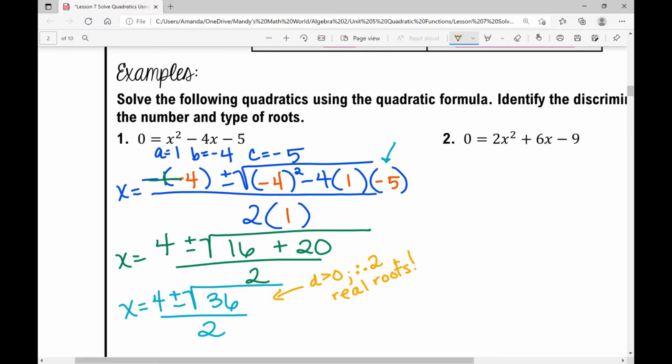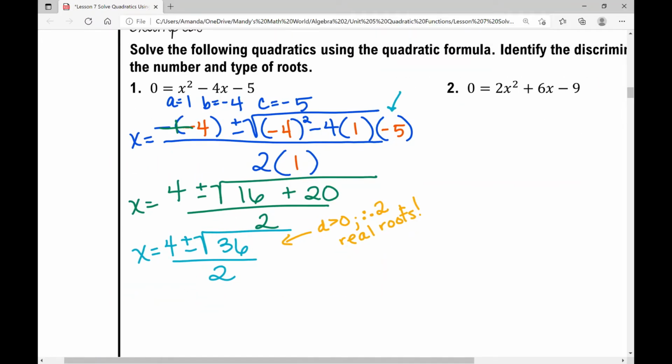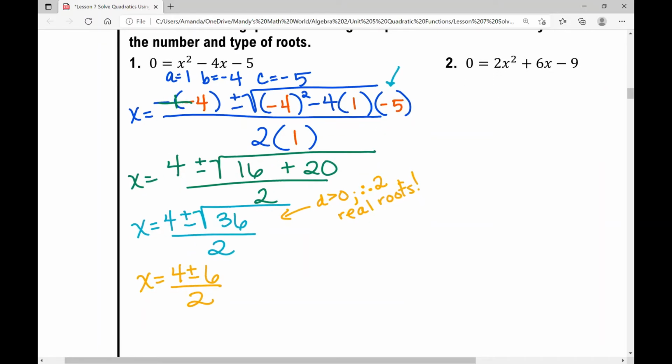Okay, so now that's actually a perfect square. 36 is, it's 6, so that's going to be really easy. X equals 4 plus or minus 6 over 2. Plus or minus, we are going to set up 2 cases. So x equals 4 plus 6 divided by 2, or x could equal 4 minus 6 divided by 2.